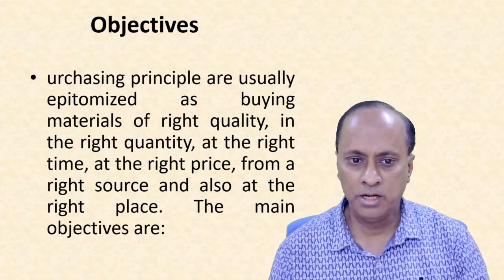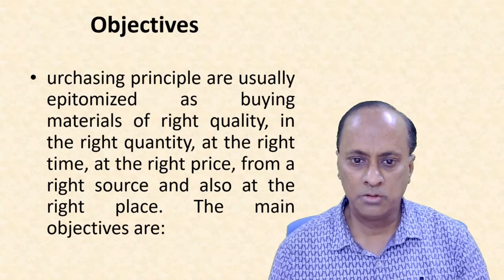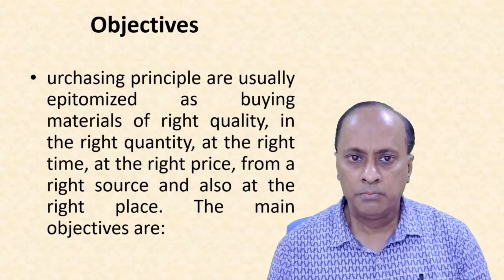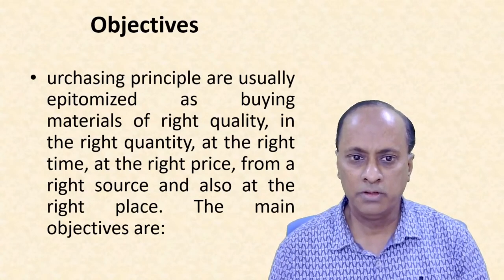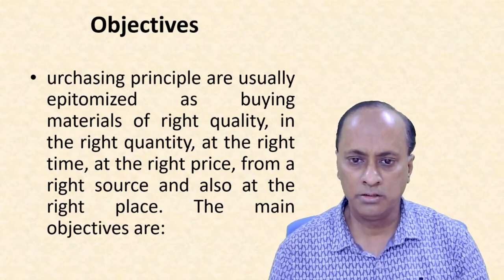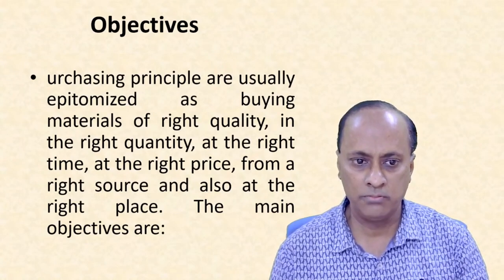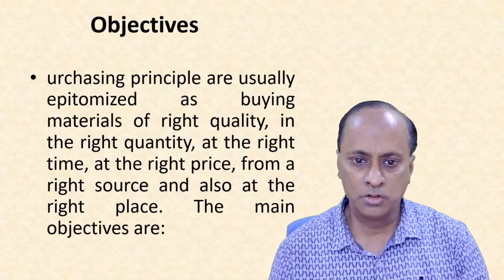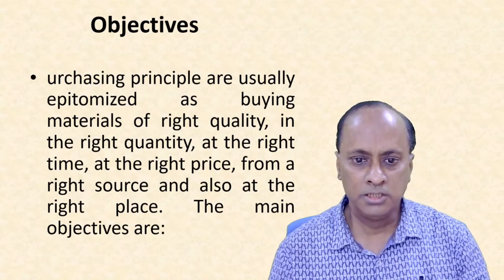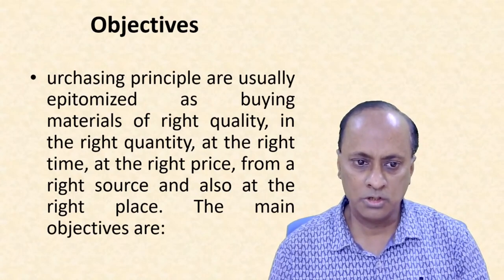Now, generally, purchasing principles are usually epitomized by buying materials of the right quality, in the right quantity, at the right time, at the right price, from the right source and also at the right place. So the purchasing principles basically contain 4 to 5 elements. That means you must buy the right quantity of the right quality of products at the right time. That means we should get our product when it is required for us, at the right price and from the right source, whoever gives you the cheaper rate where the transportation cost is less, also at the right place.